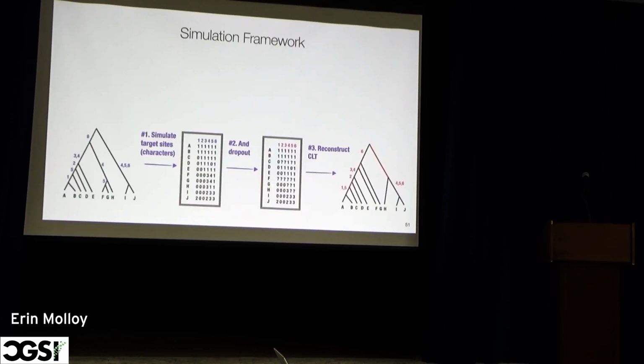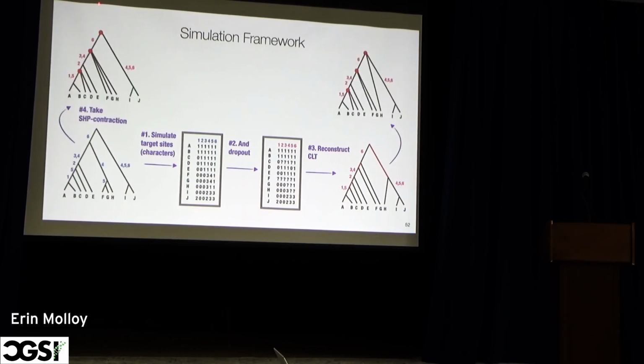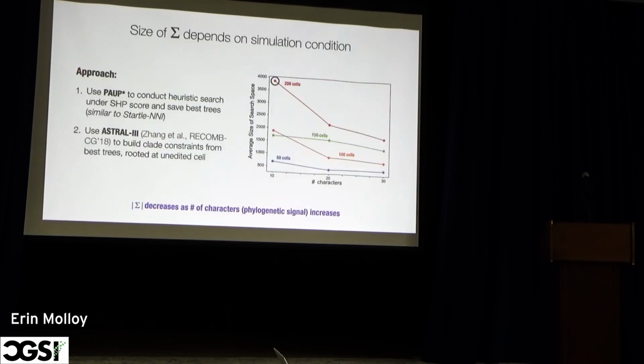And so to evaluate this, we did simulations, taking data from a prior paper where they start with a true cell lineage tree and simulate data under it. At the end, you reconstruct the tree, you contract the mutationless branches in both trees, and then you can compute tree error and accuracy and so on. And what we find are two things.